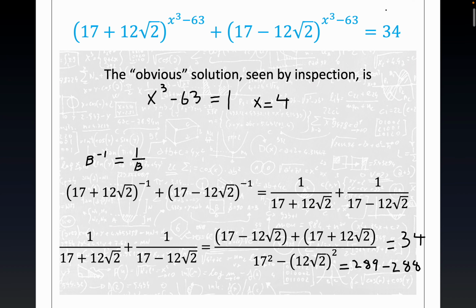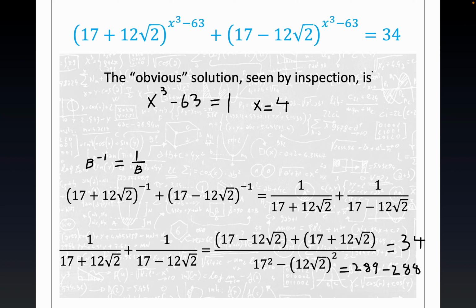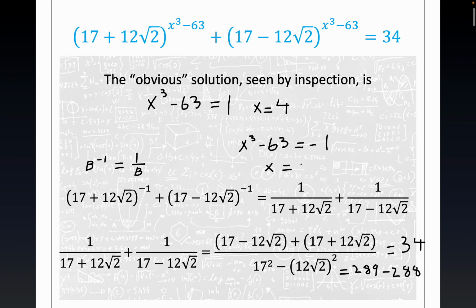Let me see if I can keep this on the same screen. So in a similar fashion, just like we equated this to 1, we're going to equate x cubed minus 63 to negative 1. And this will be the solution that we're interested in. Now when you add 63 to both sides and take the cube root, you get x equals the cube root of 62, which is certainly not a natural number.